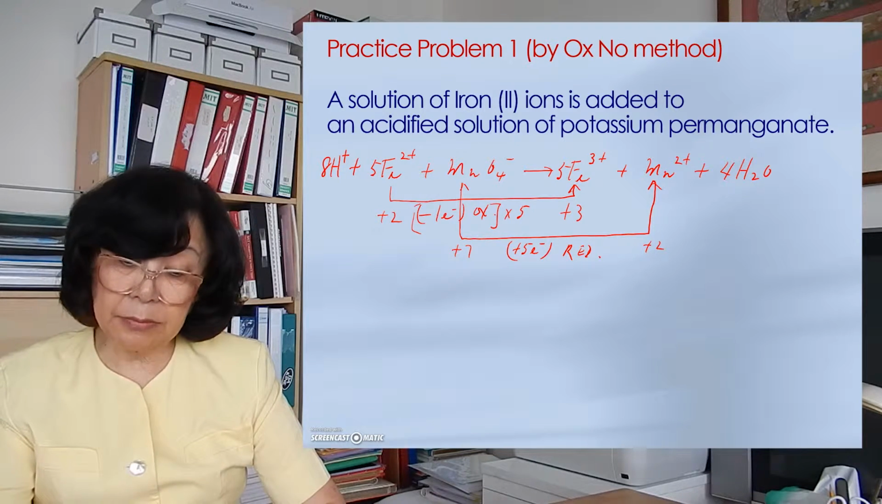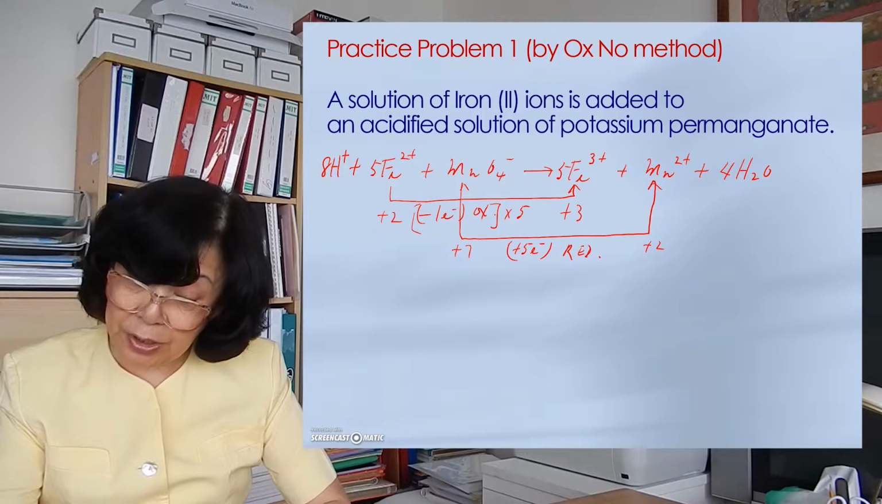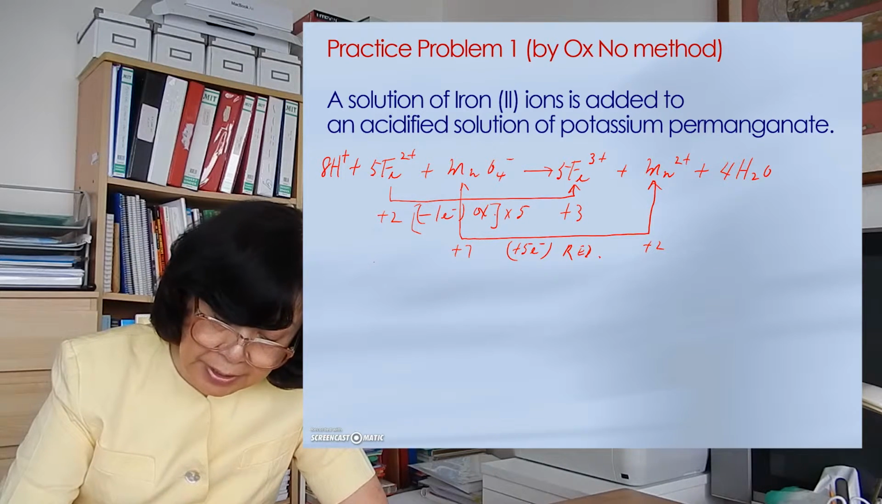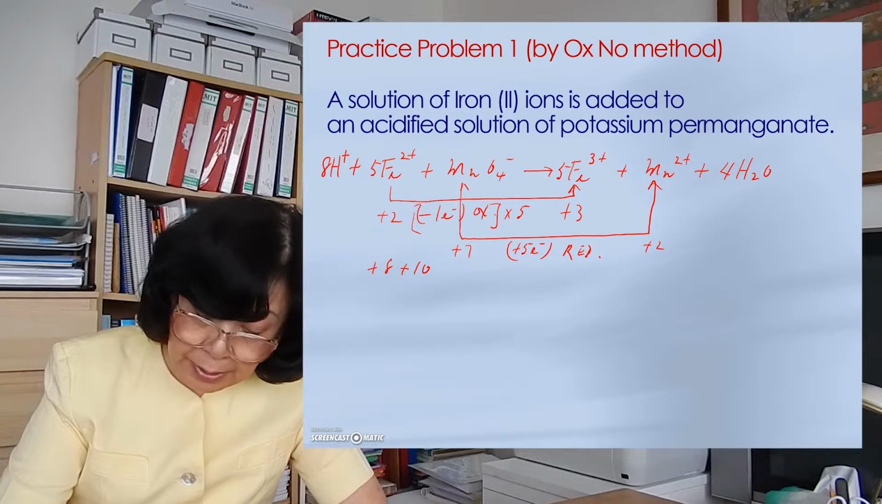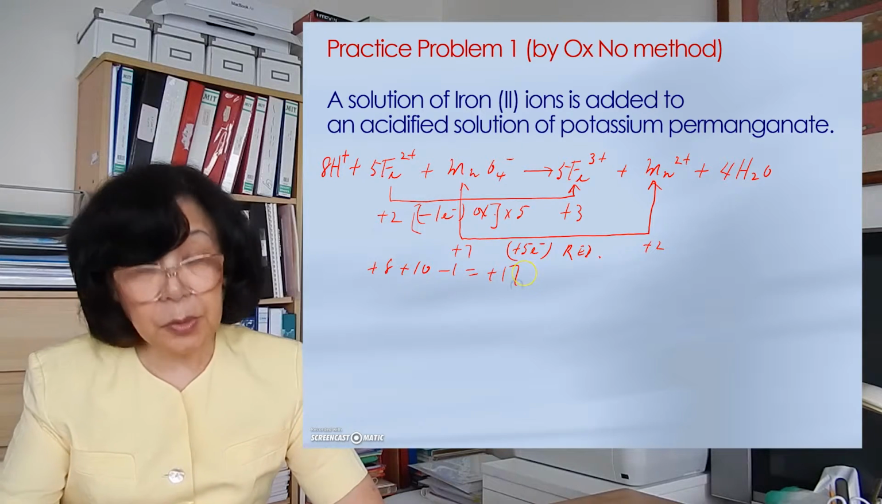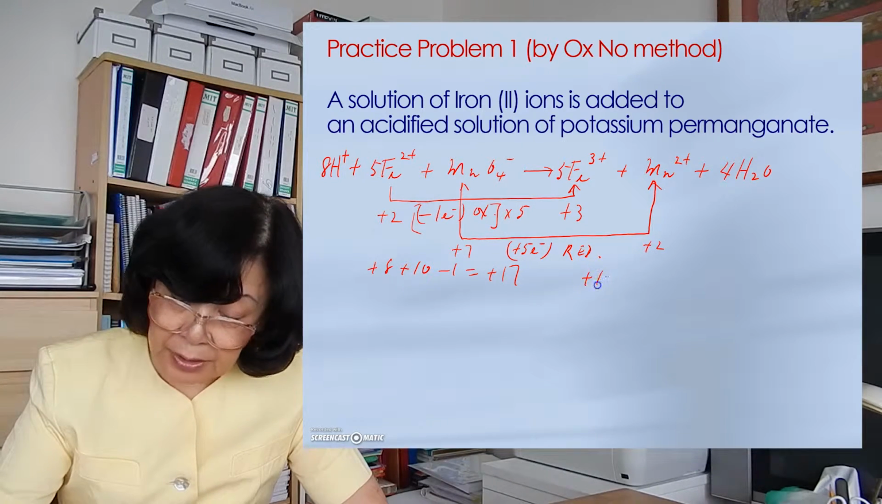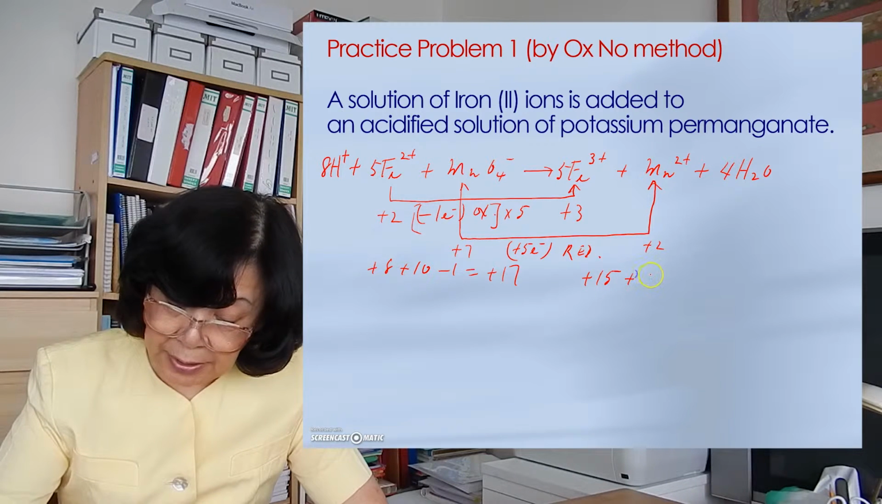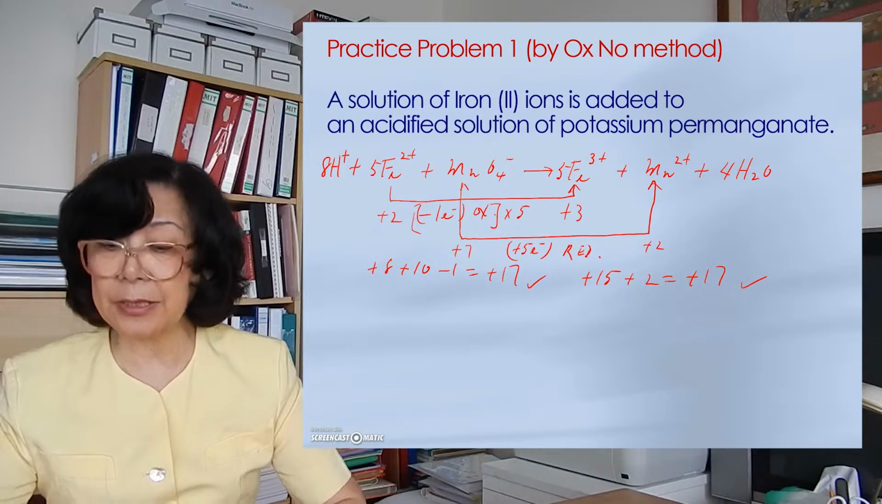Now I check my atoms. They seem to be conserved, equal on both sides of the arrow. Now I check my charges. On the left, I have +8 and +10 from 5 times the +2, and -1. So the net charge is +17. Now on the right, I have 5 times 3, which is +15, and +2 from the manganese ion, and that's also equal to +17. So I know it is a check, and the equation is properly balanced.